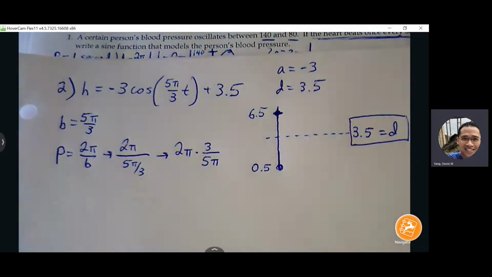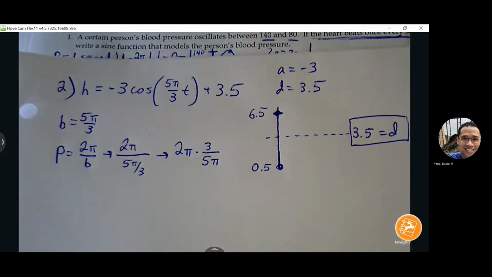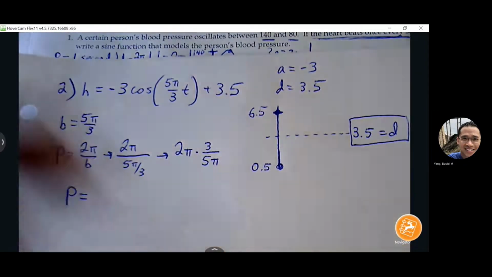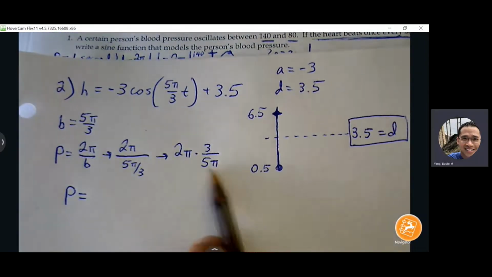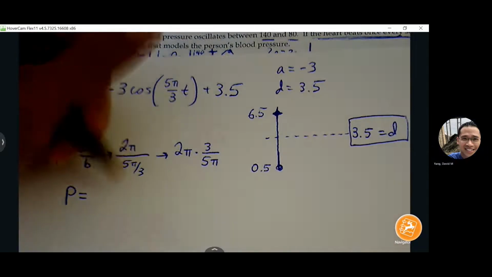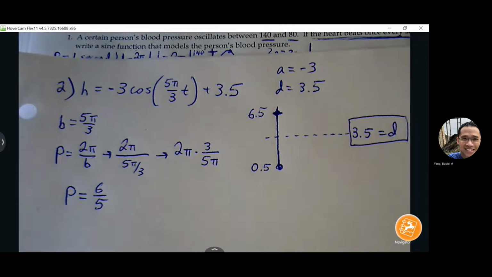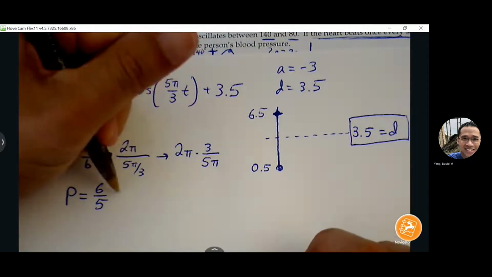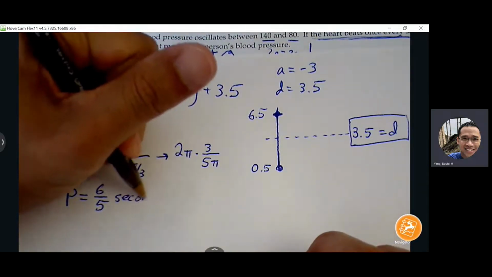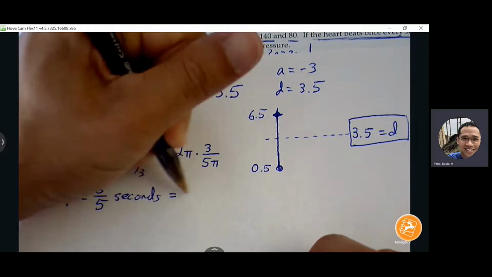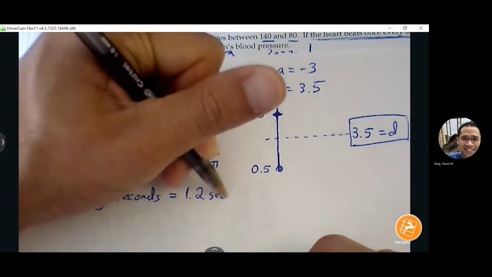Okay, dividing by a fraction is the same thing as multiplying by its reciprocal. So I can make it 3/5 pi. Pi's cancel out. I get 6/5. The time period is seconds. So that's also 1.2 seconds.